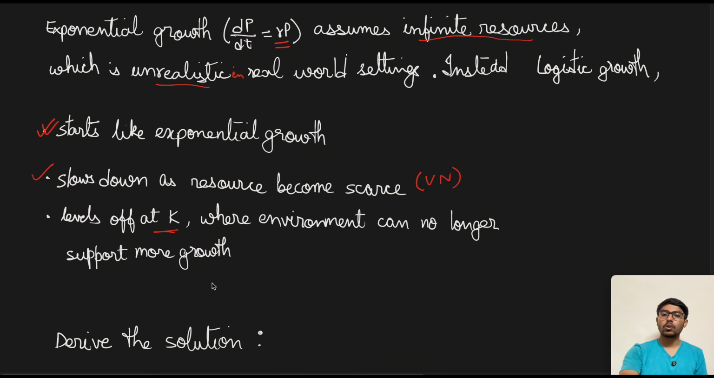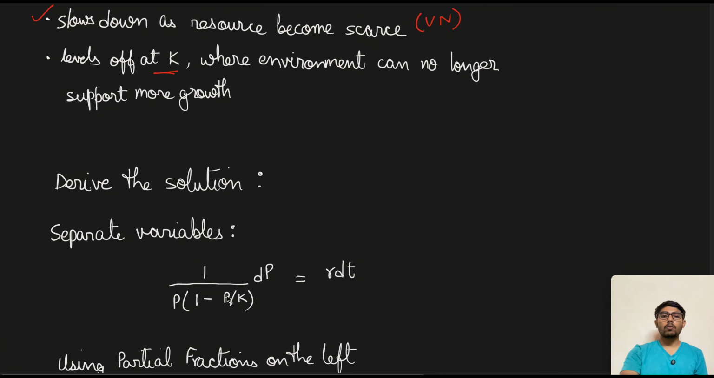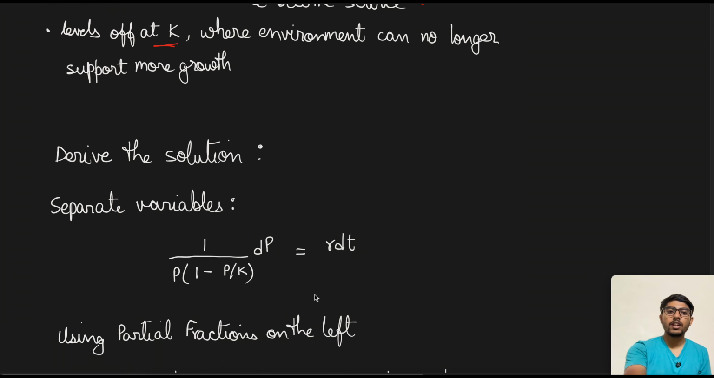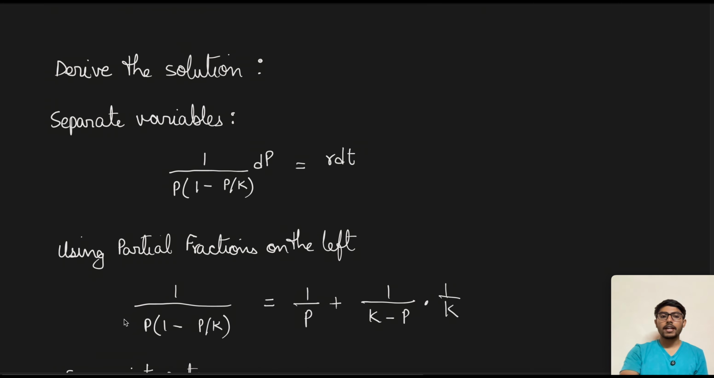Now we will derive the solution for this problem. Separate the variables first. So 1/(P times (1 - P/K)) dP equals r into dt, right. We are now separating dP and dt, right. We will use partial fractions on the left first. So 1/(P times (1 - P/K)) can be written as 1/P plus 1/(K - P) times 1/K.